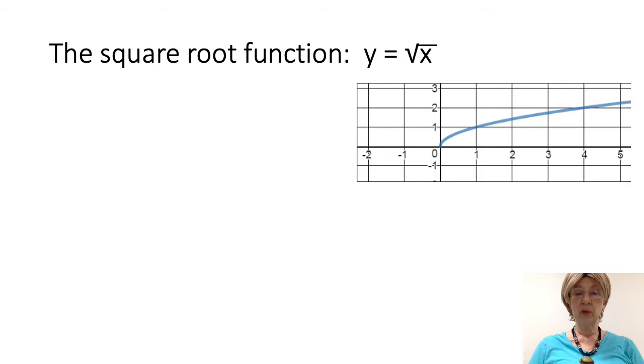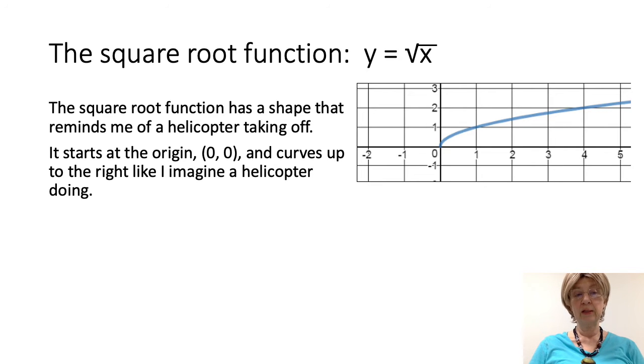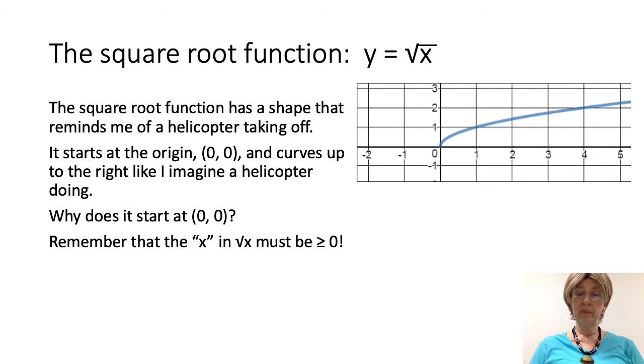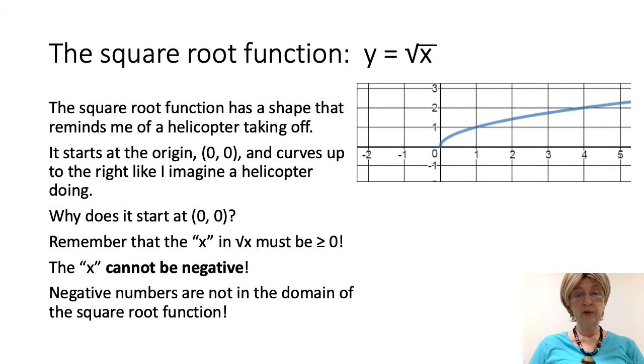Number three, the square root function, y equals the square root of x. The square root function has a shape that reminds me of a helicopter taking off. It starts at the origin, 0, 0, and curves up to the right, like I imagine a helicopter doing. Why does it start at 0, 0? Remember that the x in the square root of x must be greater than or equal to 0. The x cannot be negative. Negative numbers are not in the domain of the square root function.